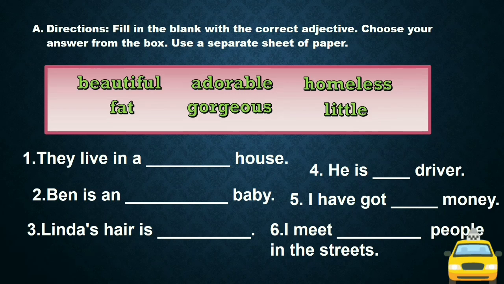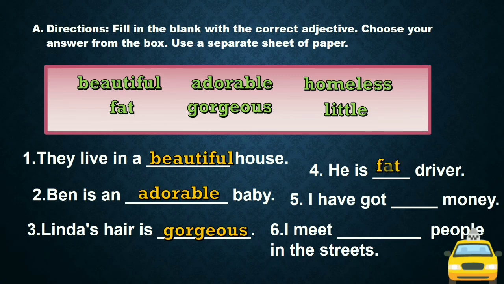Okay children, let's check your answers. They live in a beautiful house. What is the adjective? Beautiful. Number 2, Ben is an adorable baby. What is the adjective? Adorable. Linda's hair is gorgeous. The adjective is gorgeous. Number 4, he is a fat driver. Number 5, I have got little money. Very good. Number 6, I meet homeless people in the streets. Good job, children. Very good.